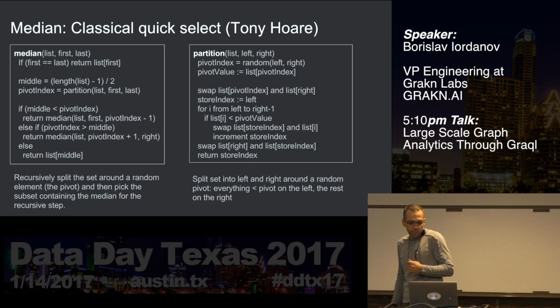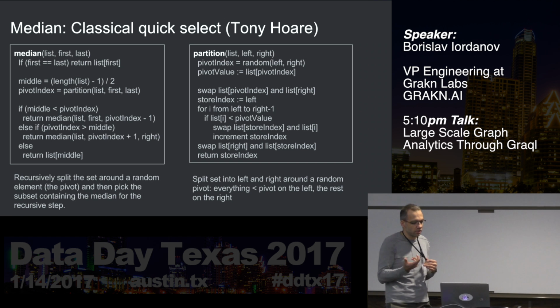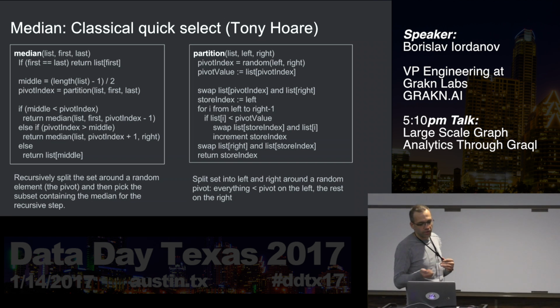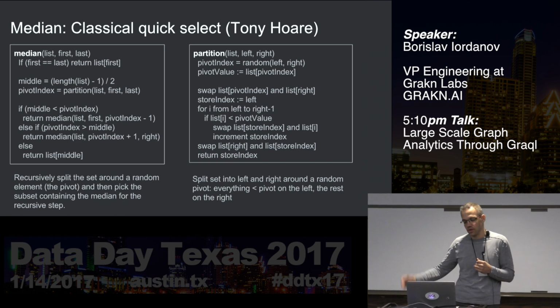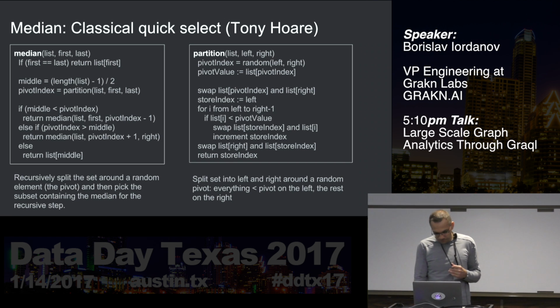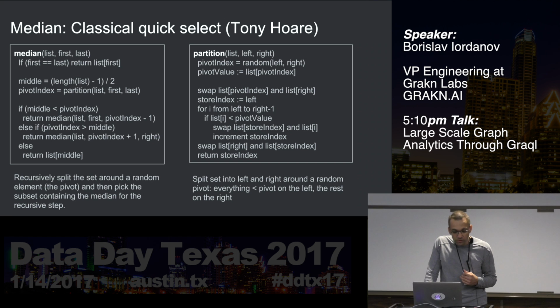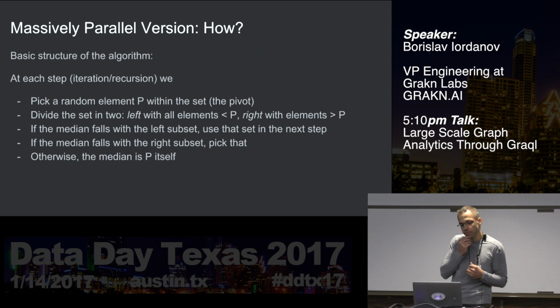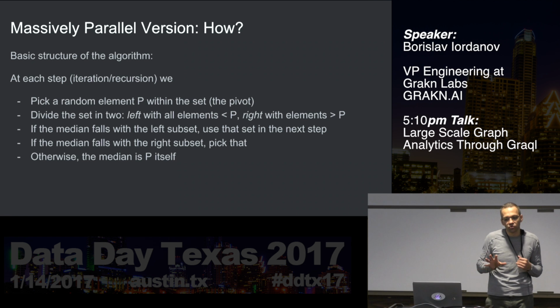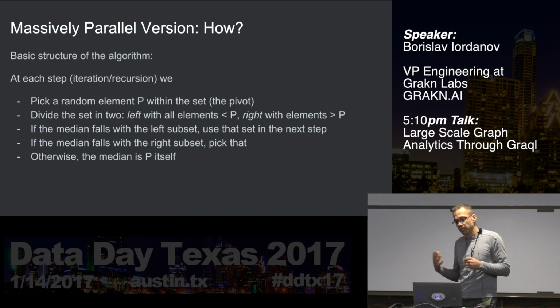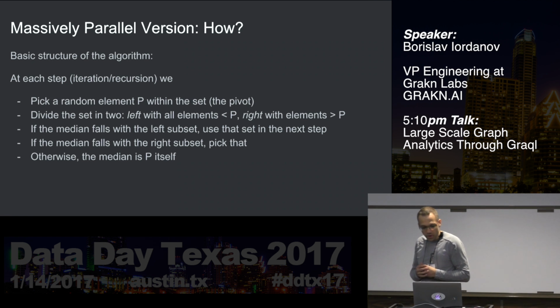So the partitioning works in an obvious way, right? We just look through all elements and compare with the pivot and decide whether we put them in the big or the small set. So this is a sequential algorithm. It has a basic structure that you try to imitate in the Pregel-like version.